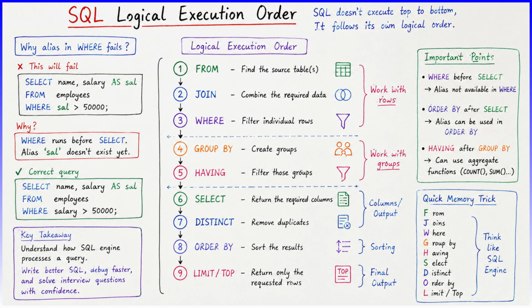And followed by that, we have select. Only now does SQL decide which columns to return. This is the moment when aliases are finally created. That's why sal becomes available only here.